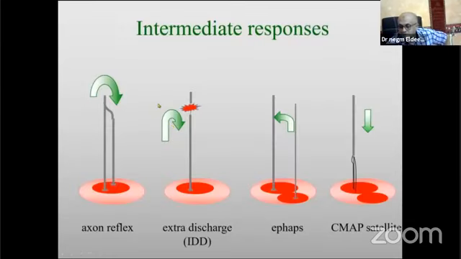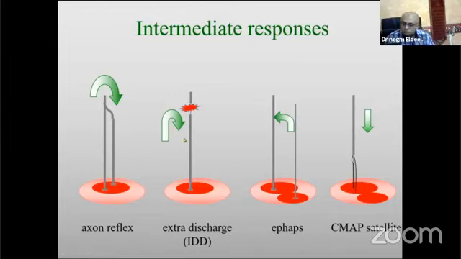And the mechanism can be some of the following. Initially, this was thought to be an axon reflex like we have on the sensory side. We stimulate here, activate the muscle, and in anterograde direction also activate the muscle via an extra branch. This is not very common to happen at all.